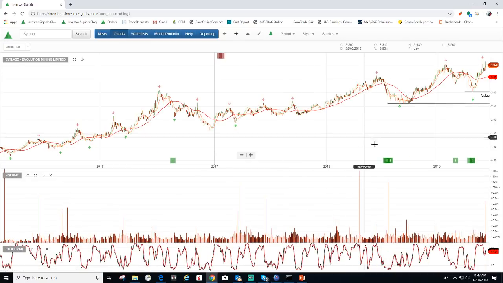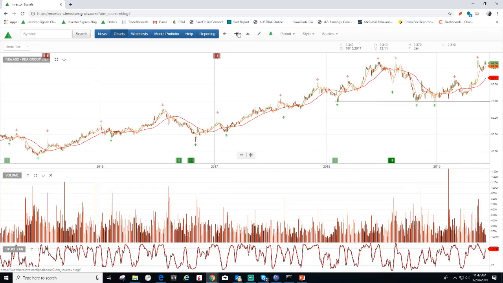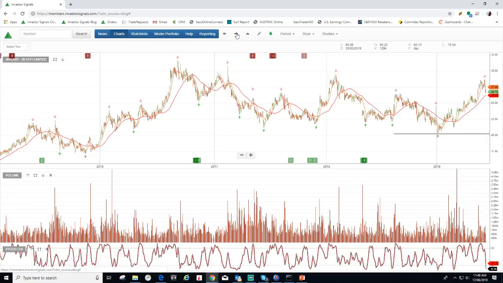Evolution, so it was added into the model portfolio at around $2.70, continuing with the higher highs and higher lows, and we had more recent signal there at around $3. REA Group, so this is in the model, so it was added back here around $70, stock now pushing $92. JB Hi-Fi was added into the model at around $21-$22, now pushing $26.